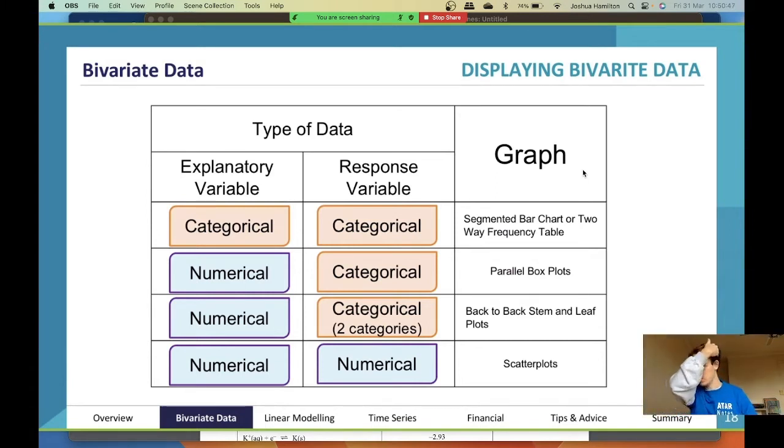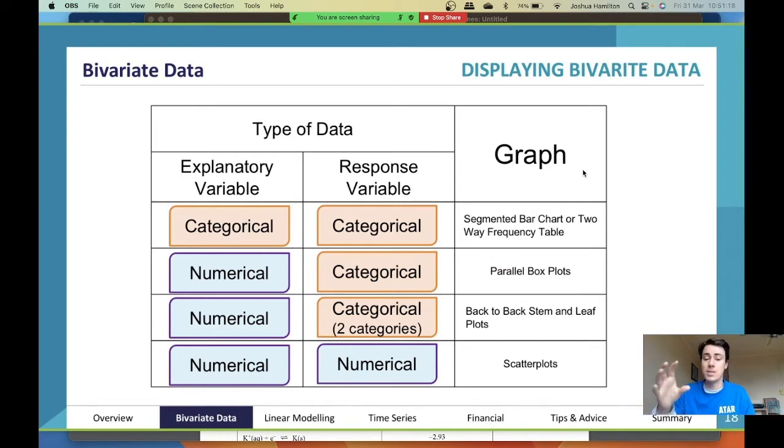Because if it ever comes to you, it's more likely to come to you in a SAC. For those of you who haven't had your SAC for this yet, it's more likely to come in a SAC that you get data and you're asked to write it out, to display it in a graph. It's not really as much an exam question because there's a bit of variability as to how you can mark it, and it's a bit of a waste of time for an exam. For an exam, they're going to be a lot more specific in terms of how to go about this question.